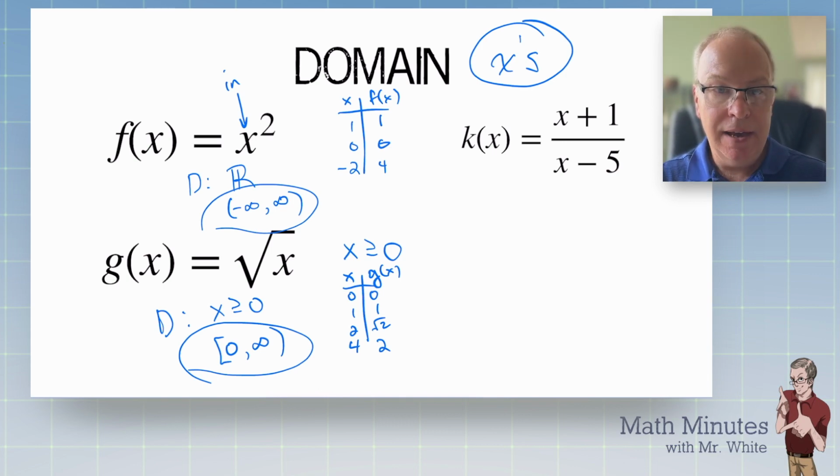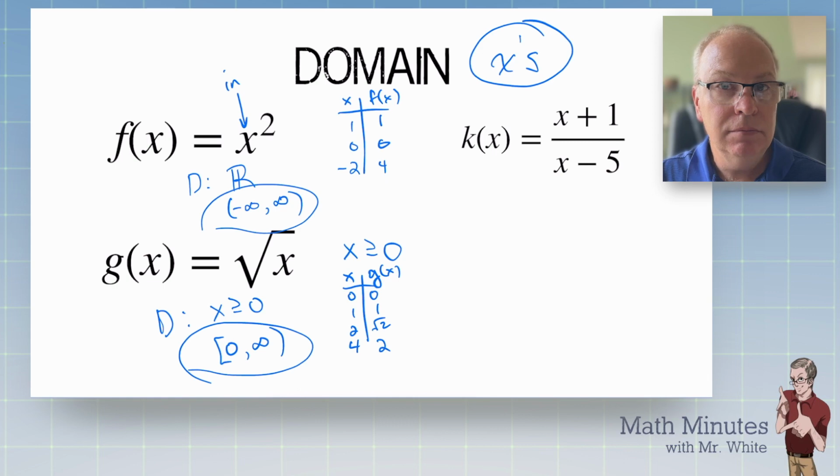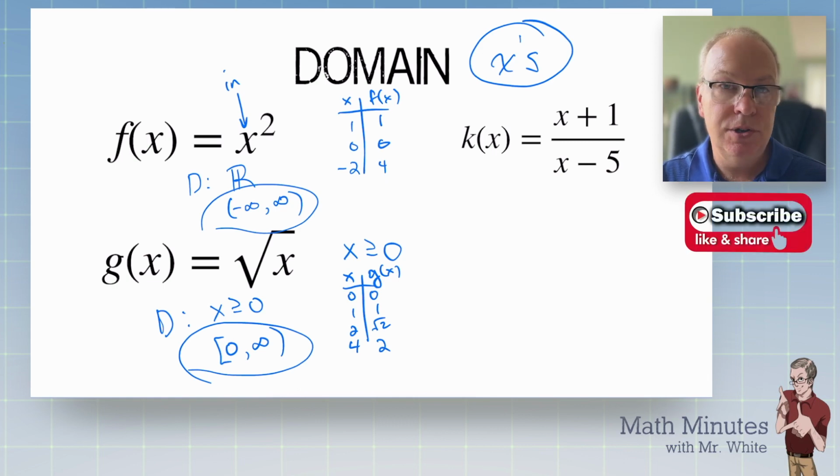Now look at k of x. This is kind of a crazy rational function. It has a numerator and it has a denominator, and that's okay. Some functions have numerators and denominators, but there's something we have to watch in rational functions. And I have a whole bunch of videos on rational functions because they are tricky.